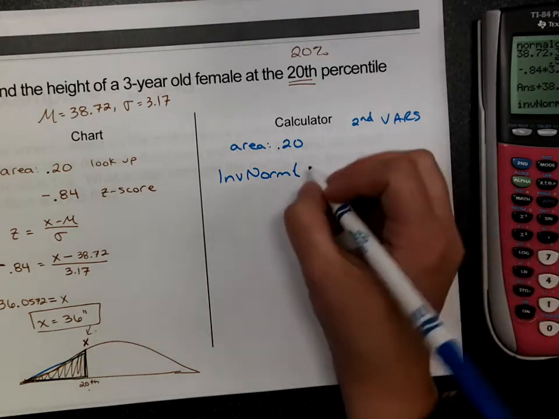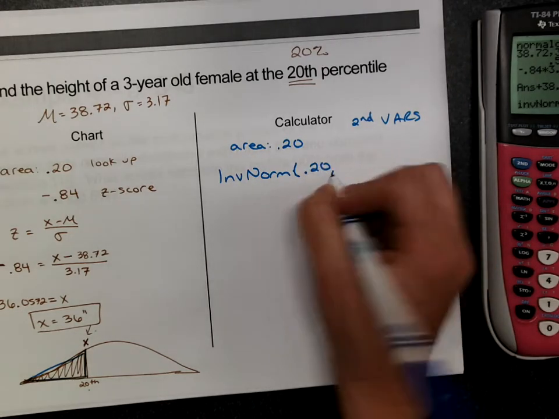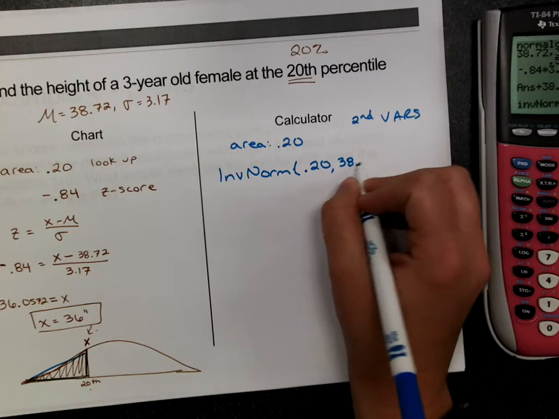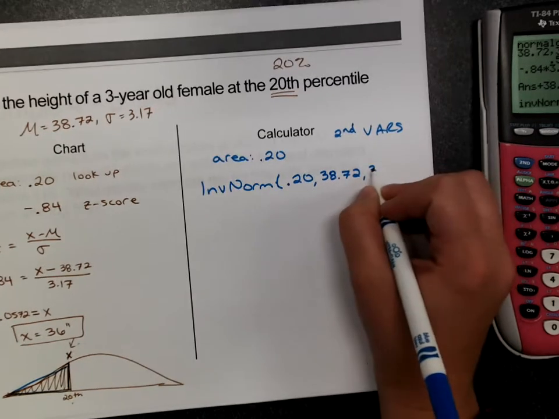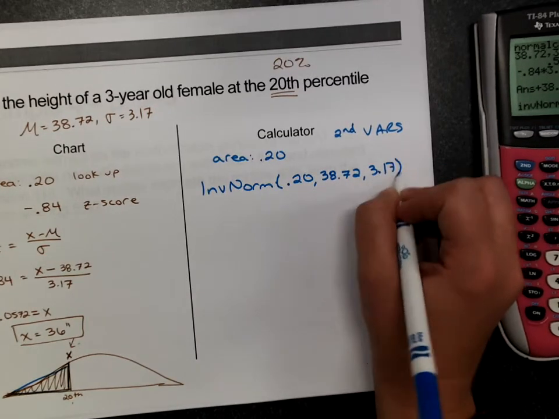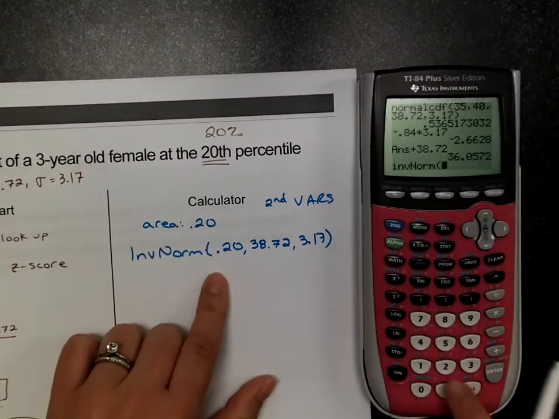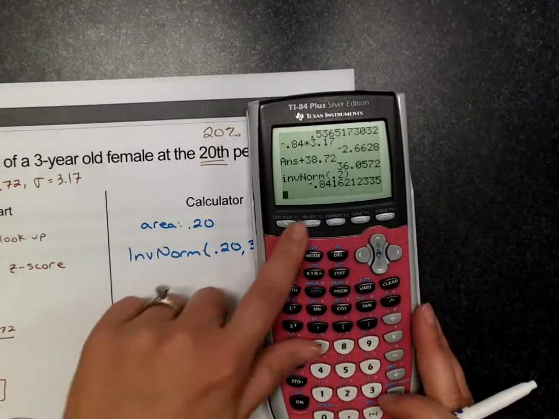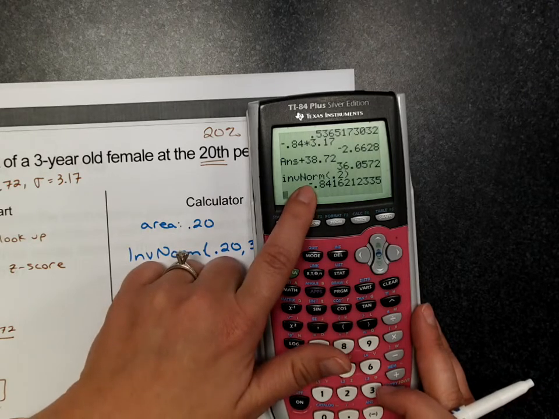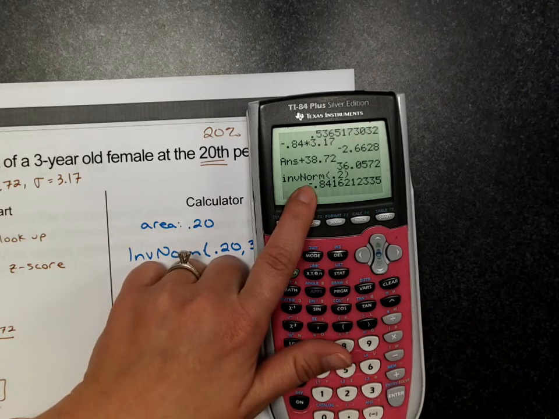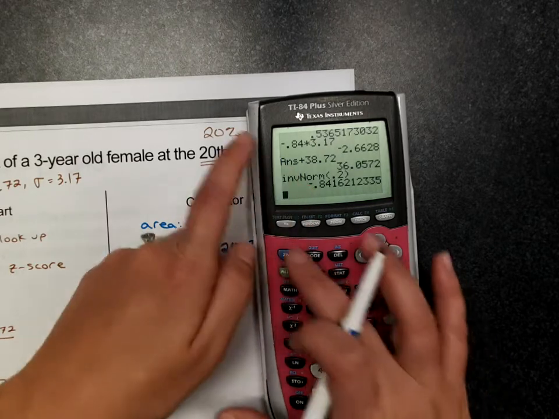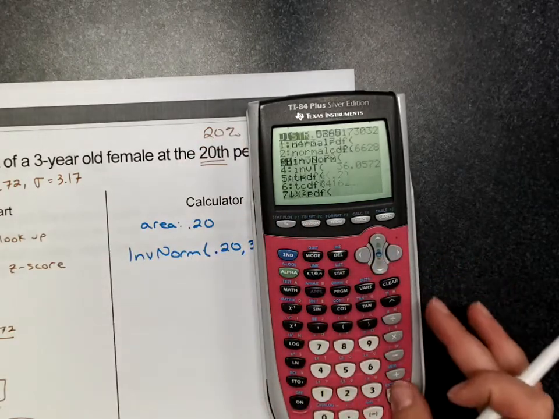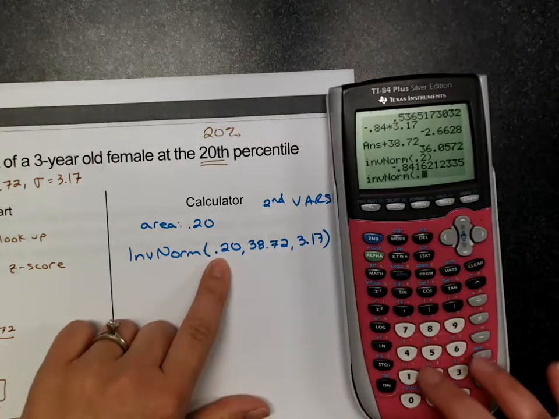The older calculators, we have to remember the area, the mean, and the standard deviation. You type in all three of those. 0.2. Let me just show you real quick. If I just put 0.2, it spits out the z-score, negative 0.84. So some homework questions just want the z-score, so you just put in the area, and it spits out the z-score.